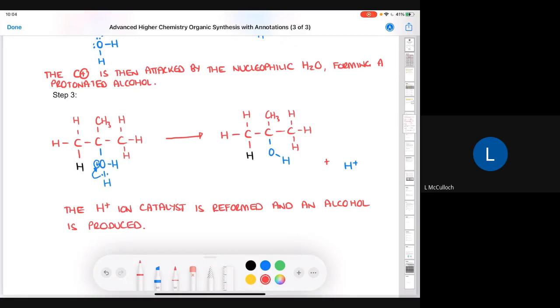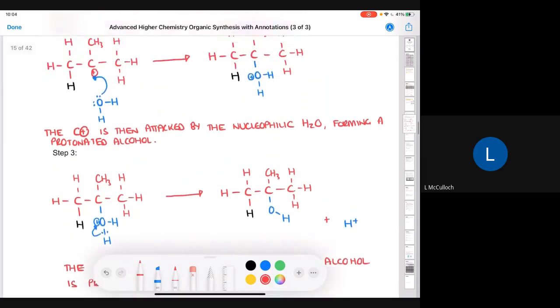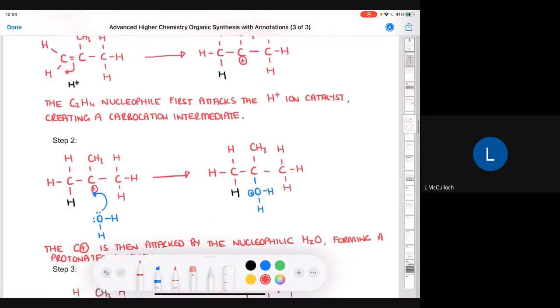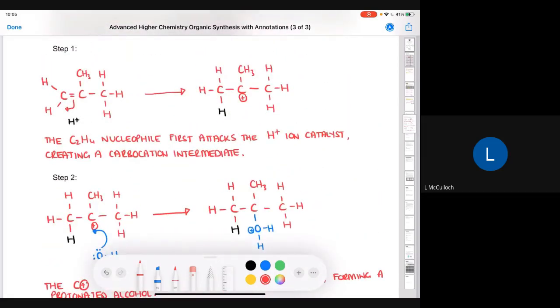Okay, so some similarities in this addition reaction mechanism to the addition reaction mechanism for a hydrohalogenation. So they both use a carbocation intermediate, but because this reaction here first involves a catalyst, the nucleophile attacks that H plus ion catalyst to begin with. That's the kind of key difference. So it doesn't start by attacking the water. It starts by attacking the H plus ion catalyst.